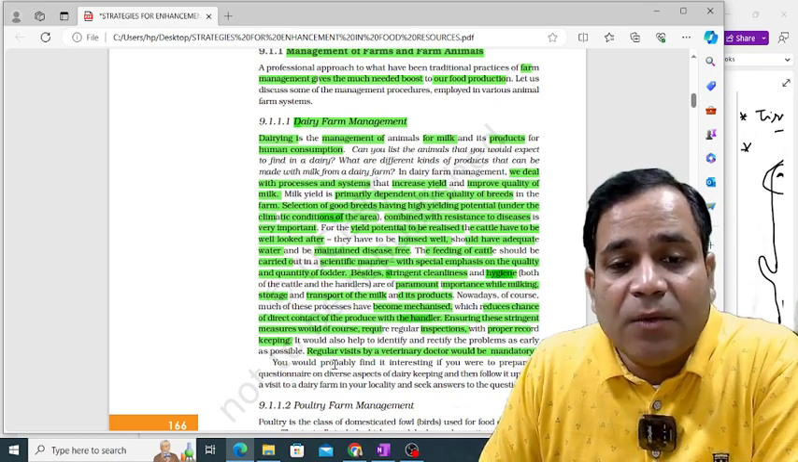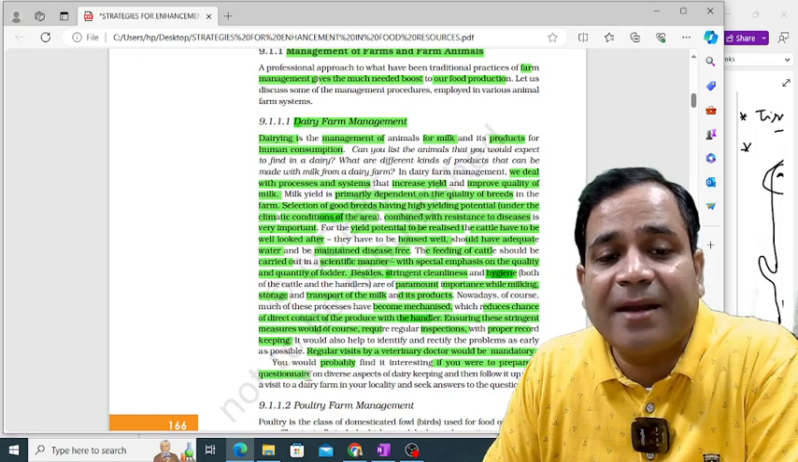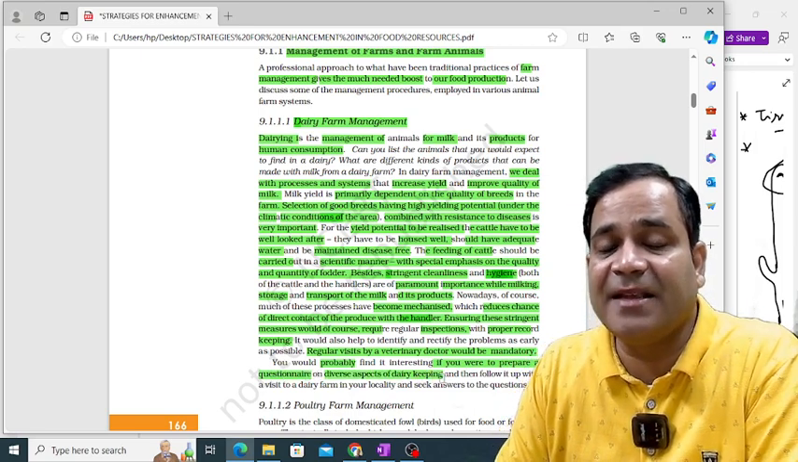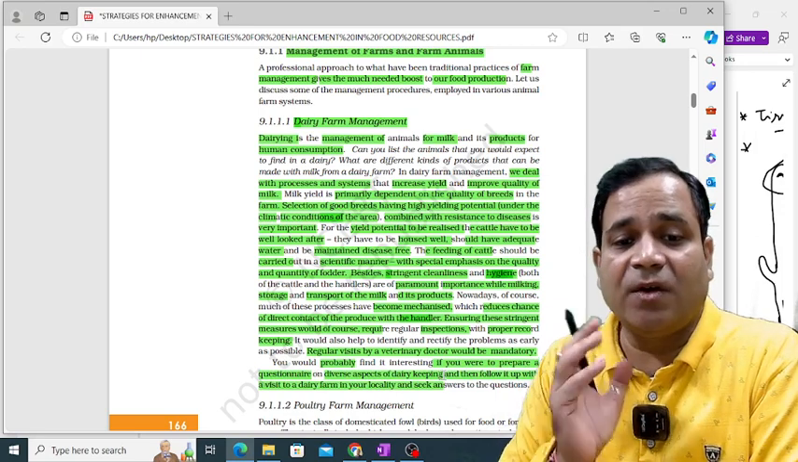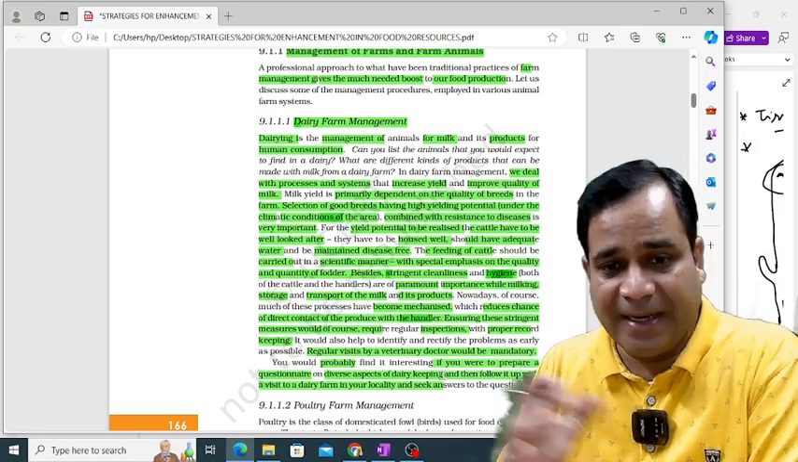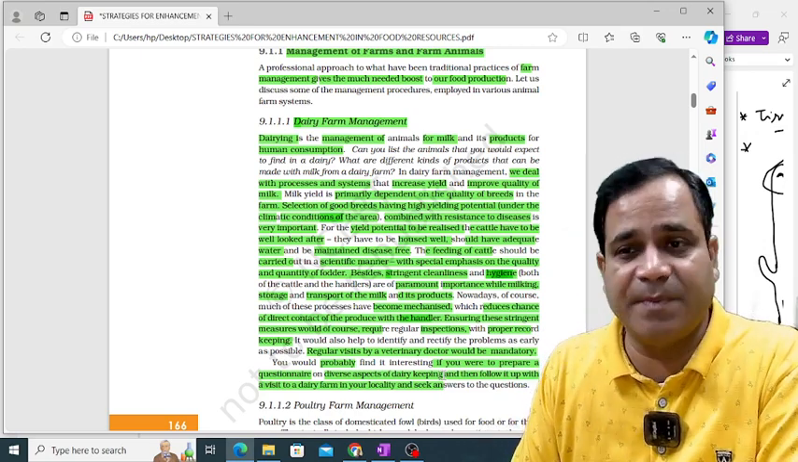You would probably find it interesting to prepare a questionnaire on diverse aspects of dairy keeping, and follow it with a visit to a dairy farm in your locality, and seek answers about what practices are being followed there, my dear.